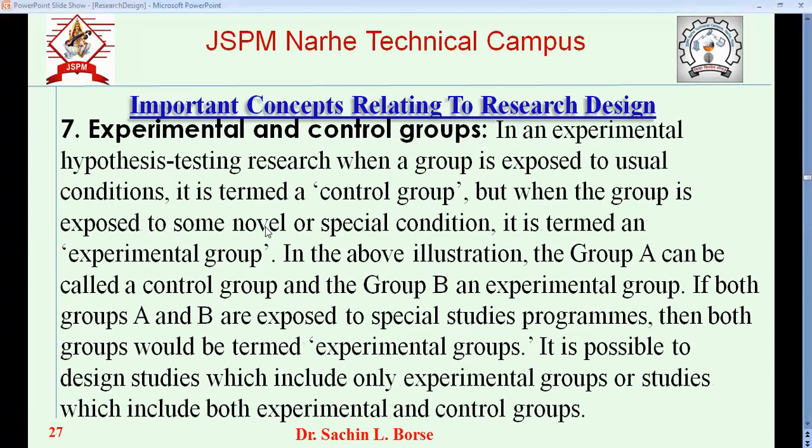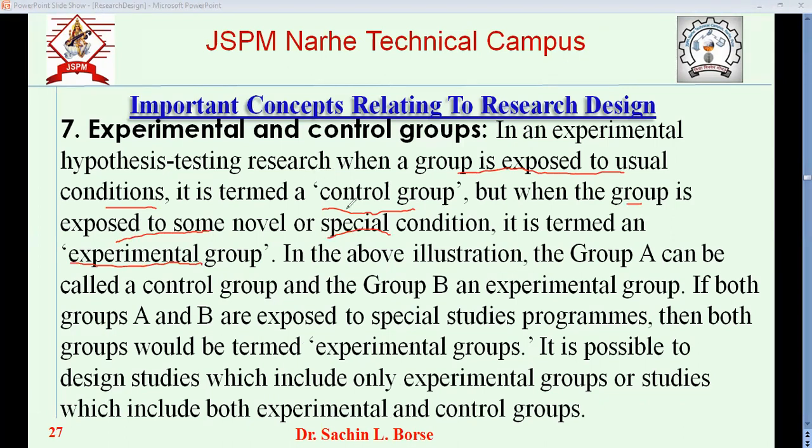Now we'll see the experimental group and control group. In experimental hypothesis testing, when the group is exposed to the usual condition, meaning normal teaching to the statistics students, that is the control group. But if the group is exposed to some novel or special condition, then it is called the experimental group. So we call it an experimental group if it is something different, not as usual.